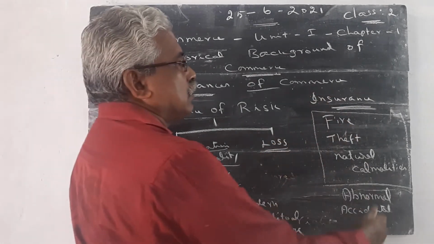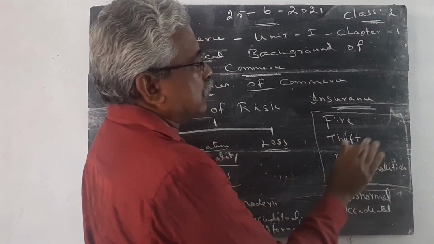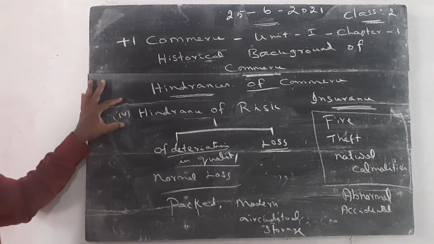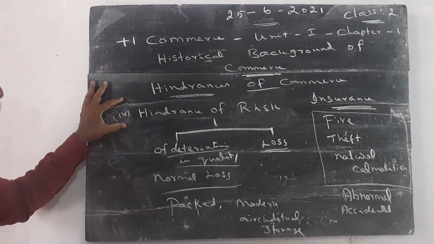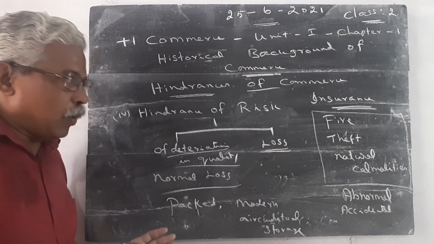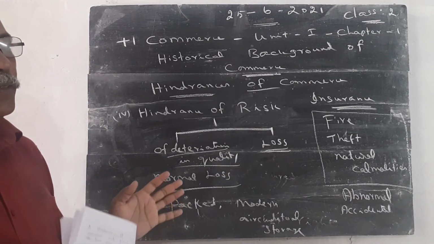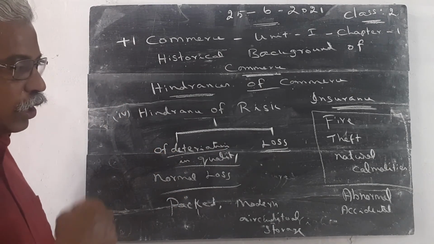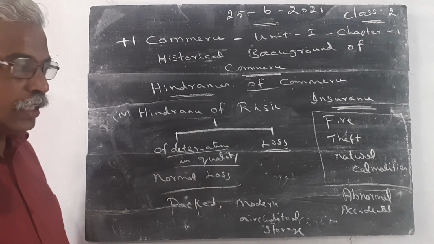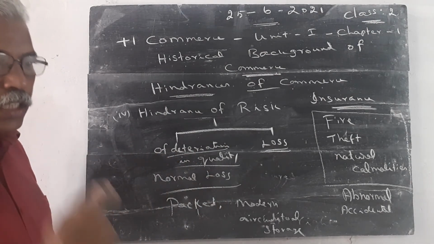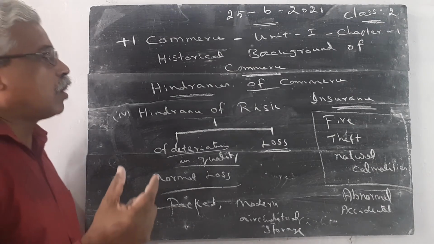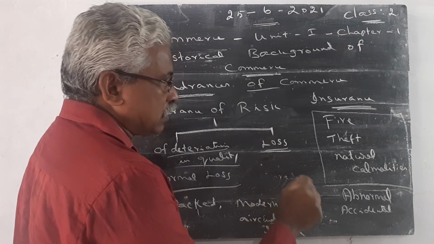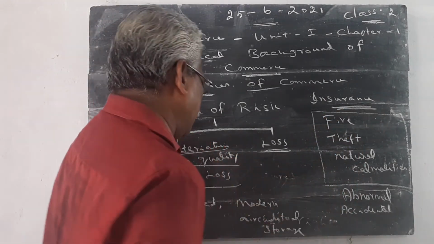This loss is an accidental loss. These losses are given by the insurance company. Once again I explain the hindrance of risk. When we manufacture the product, transfer the product or store it in the warehouse, the goods may be destroyed due to natural calamities. Due to natural calamities, if any goods are lost, it is considered an abnormal loss. This abnormal loss is claimed through insurance companies.